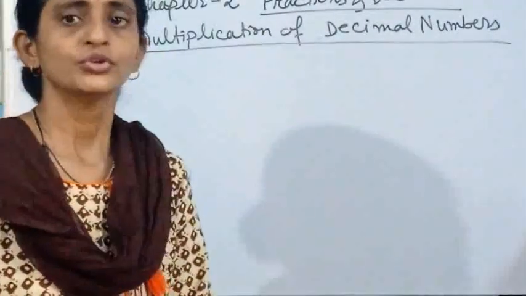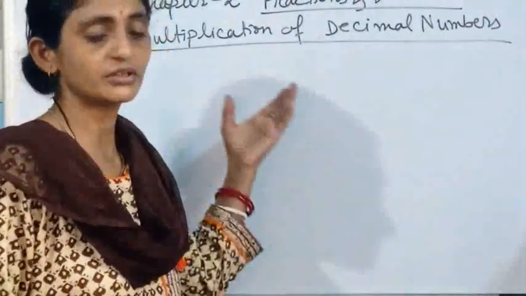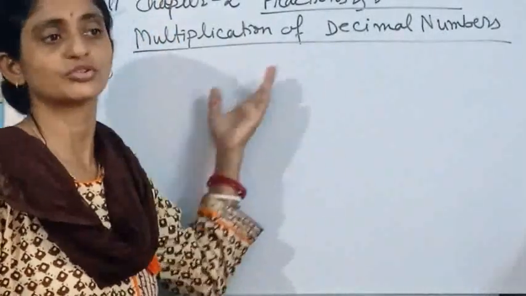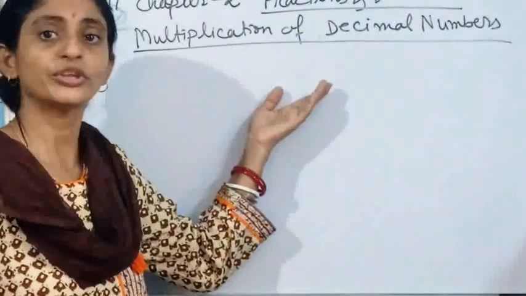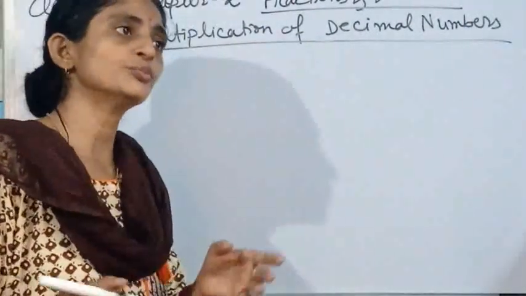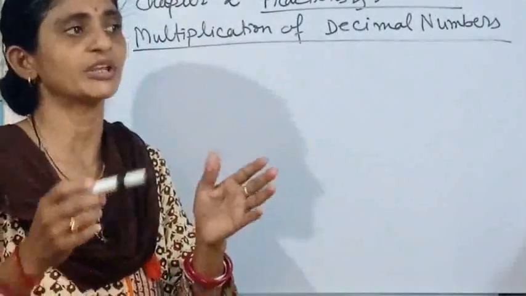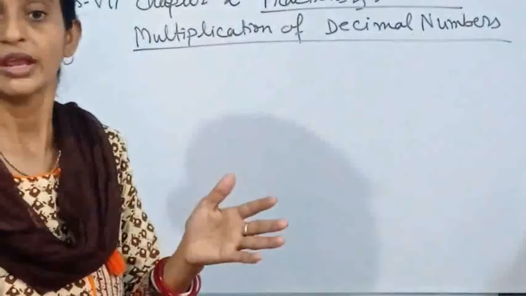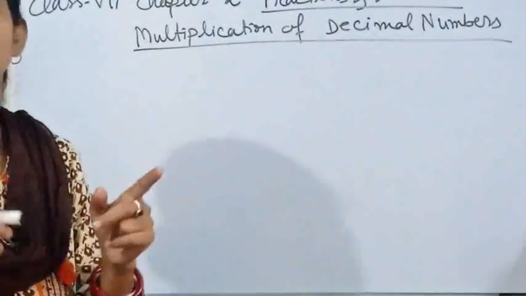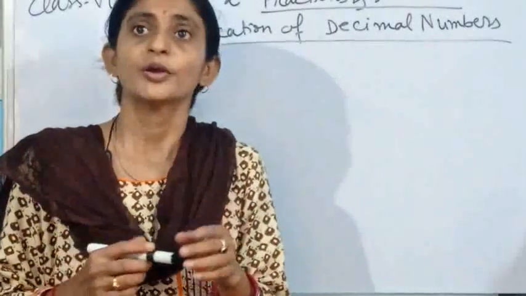Welcome children. Today we are going to start another part of this decimal chapter. Here we will discuss the multiplication of decimal numbers. How can we do this? For that we will learn to multiply two decimal numbers. We will learn to multiply a decimal number with a whole number. And the most important thing, we will learn to multiply a decimal number with a power of 10.